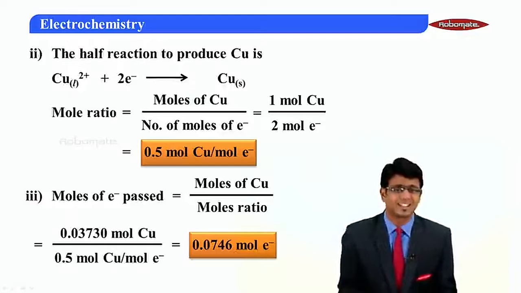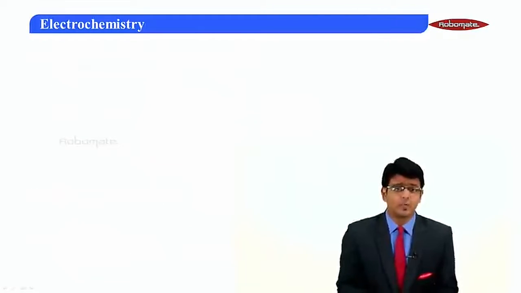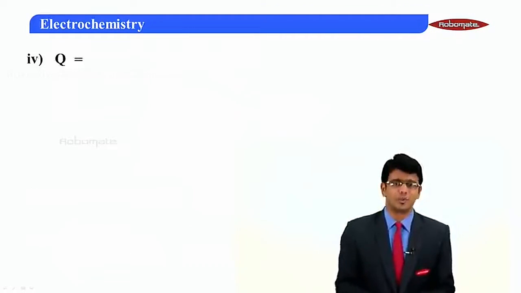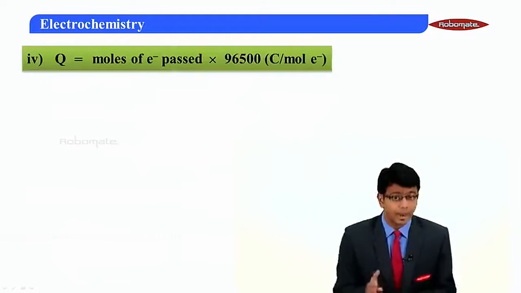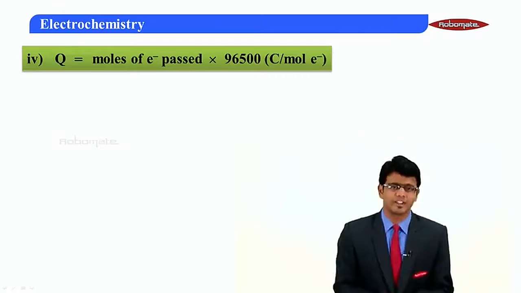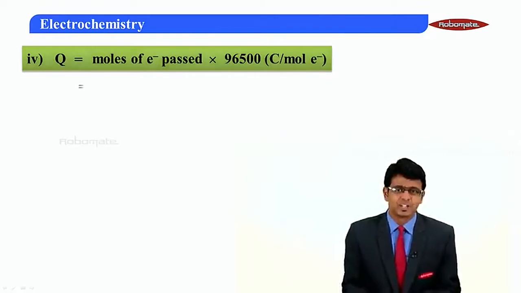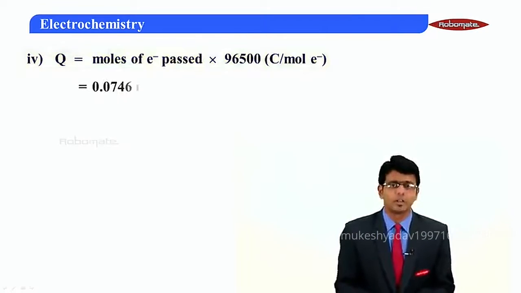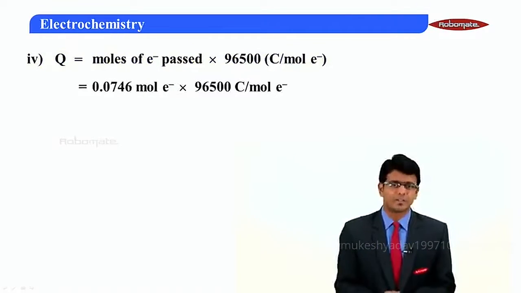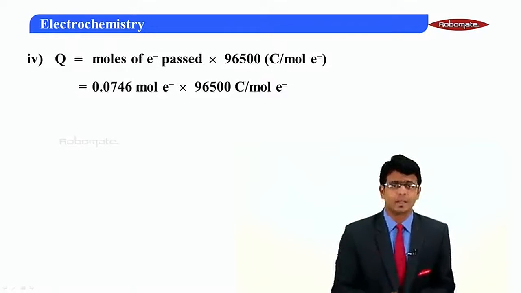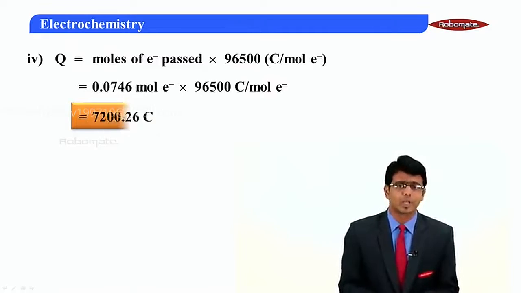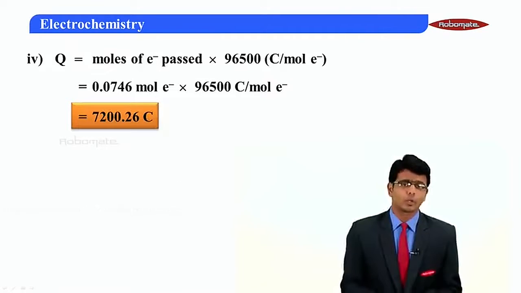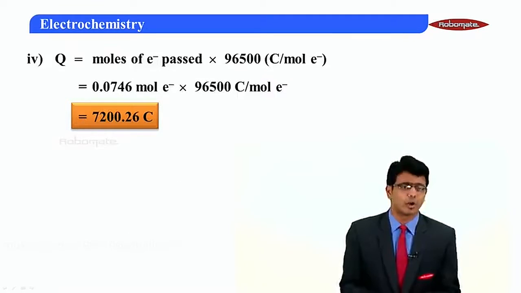Okay. Now let us get into the discussion of another part of this question, that is to find the current strength, isn't it? Now to find the current strength, we need to find the value of Q. And Q is nothing but moles of electrons passed multiplied by 96,500, because we need to find the answer in terms of coulombs, right? So the moles of electrons passed, just now we found it is 0.0746 multiplied by 96,500. So the answer here comes out to be 7200.26 coulombs, precisely 7200 coulombs.